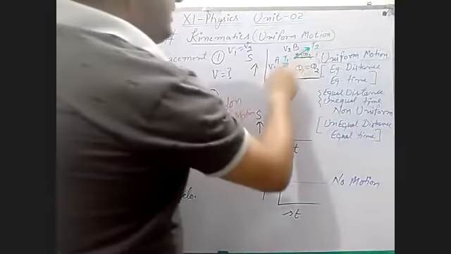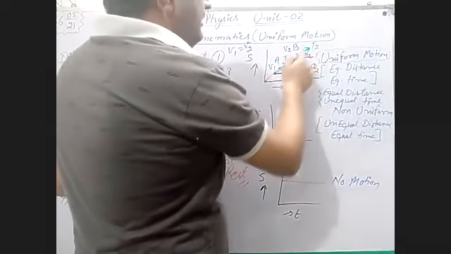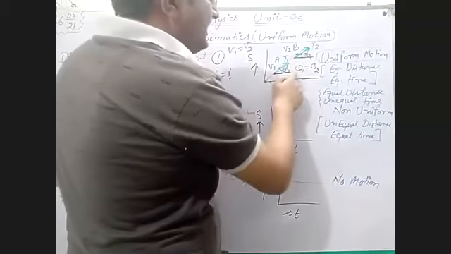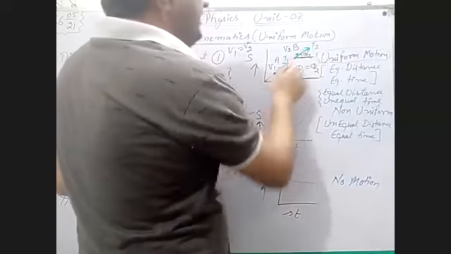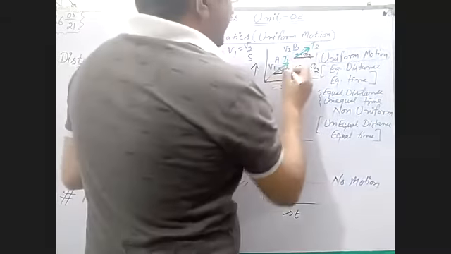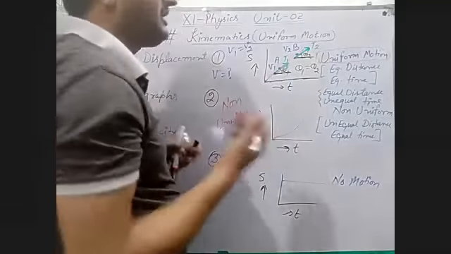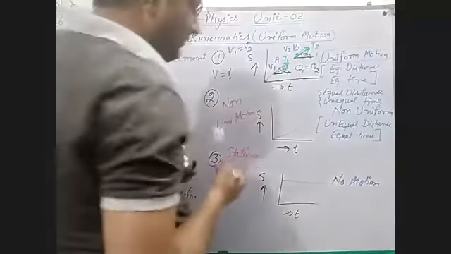That's why, in this graph, at every point, if you take the angle by taking the tangent and the x-axis, meaning the time axis, then you can see there is no difference in the value of the angles theta 1, theta 2, theta 3, theta 4. That's why this is called uniform motion.